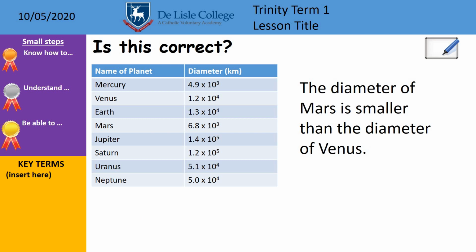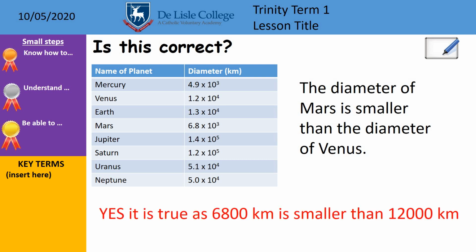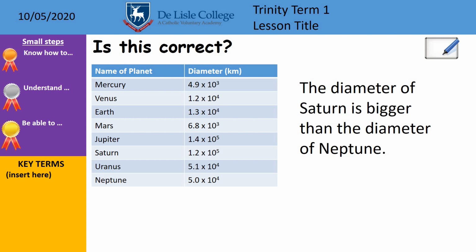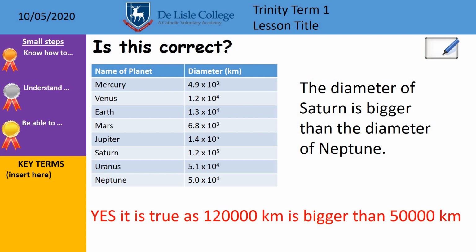Next question, is this correct? The diameter of Mars is smaller than the diameter of Venus. That's true. Mars is 6,800 kilometres. I just looked at the power of 10 first, whereas the diameter of Venus is 12,000, so therefore, yes, it's true. Next one. The diameter of Saturn is bigger than the diameter of Neptune. Yes, it's true, it's correct, because you've got 120,000 kilometres for Saturn and Neptune is 50,000 kilometres. Even though there's a 5 there, look at the power of 10 first. That's part of the learning of this lesson.